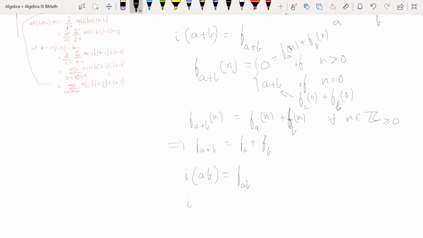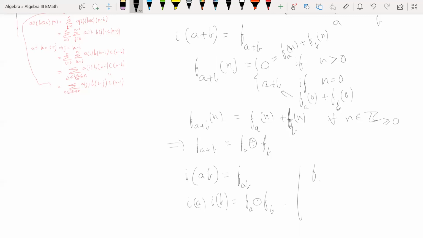And what is I of A times I of B? This is f sub A times f sub B. I should put a circle again here, but let's not worry about it. Actually, let's just put circles since we are doing it for the first time. We want to show that these two functions are the same, so let's just evaluate these two functions.